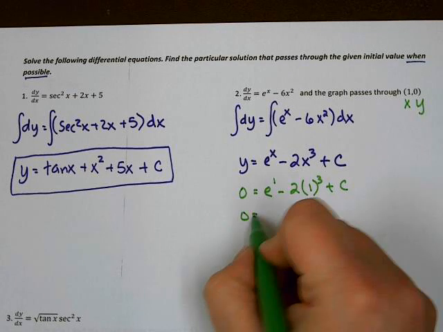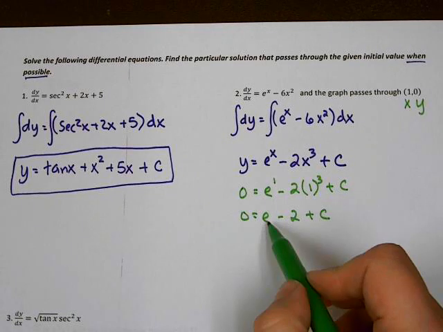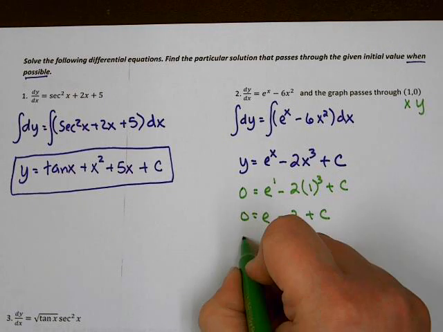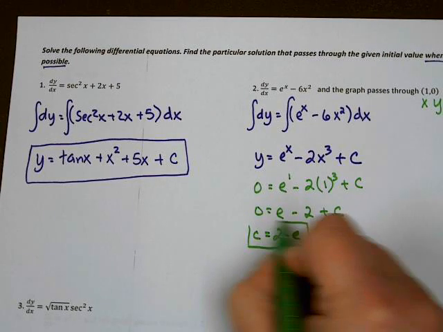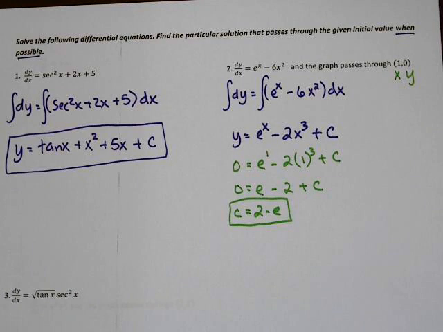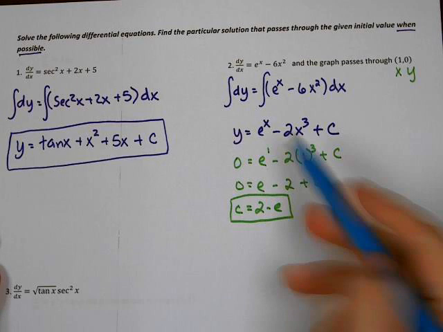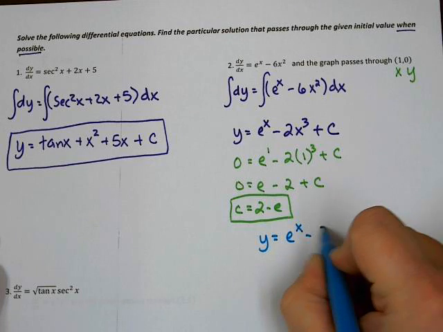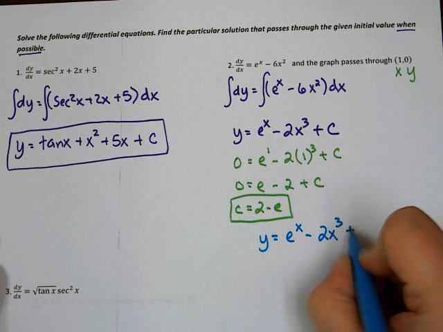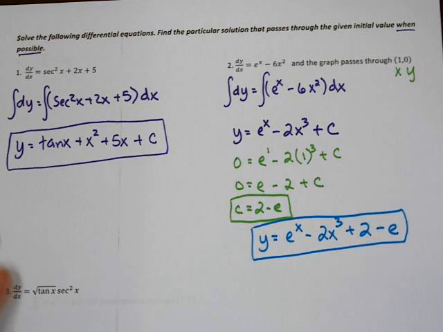So we get 0 is equal to e minus 2 plus c. And then we can subtract the e and add the 2, so we actually end up getting that c is equal to 2 minus e. And so what we are going to do now is take that c value and plug it into the general solution that we found. So now it's going to be y equals e to the x minus 2x to the third plus 2 minus e. And that should end up being our particular solution.